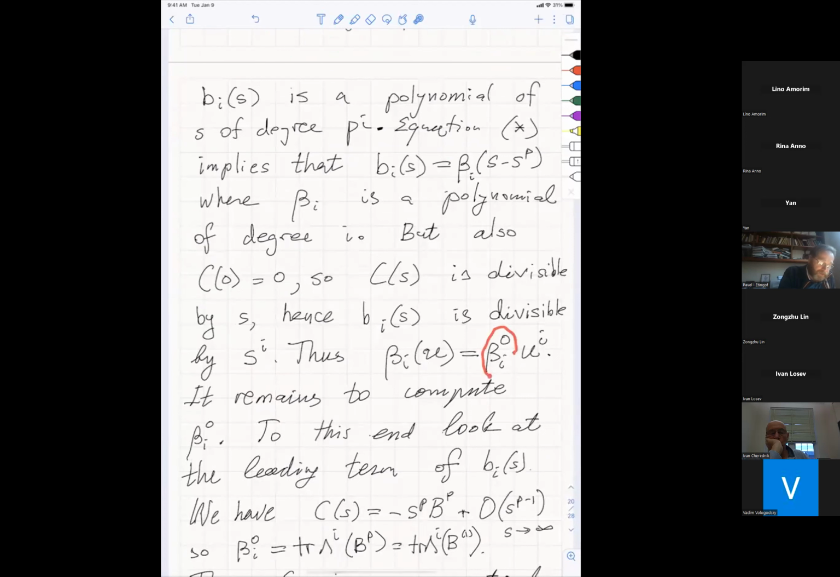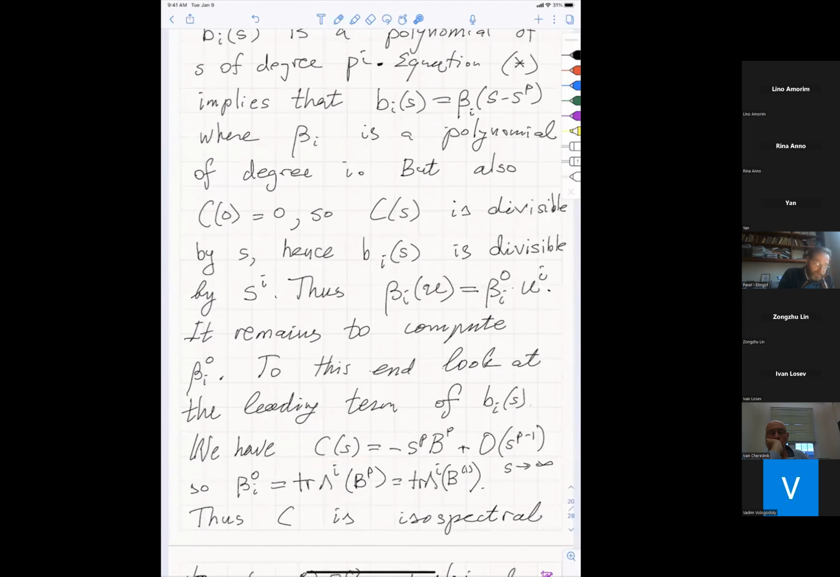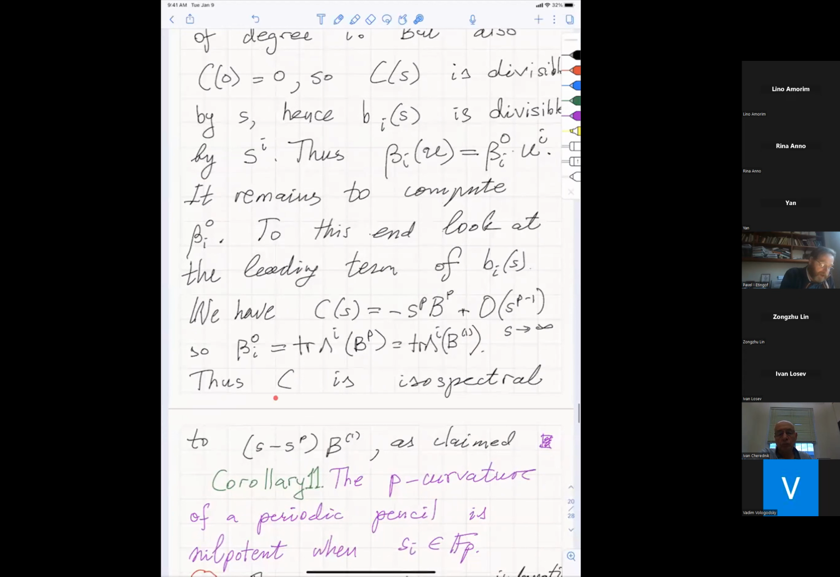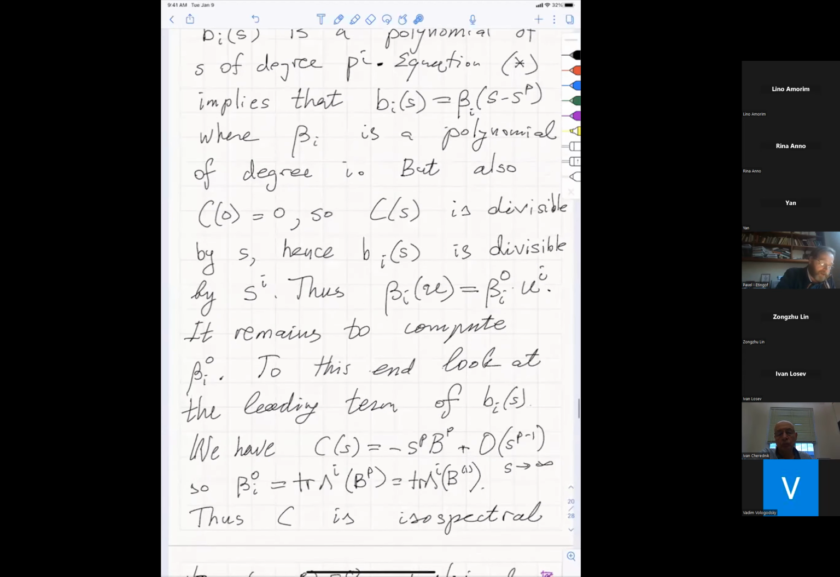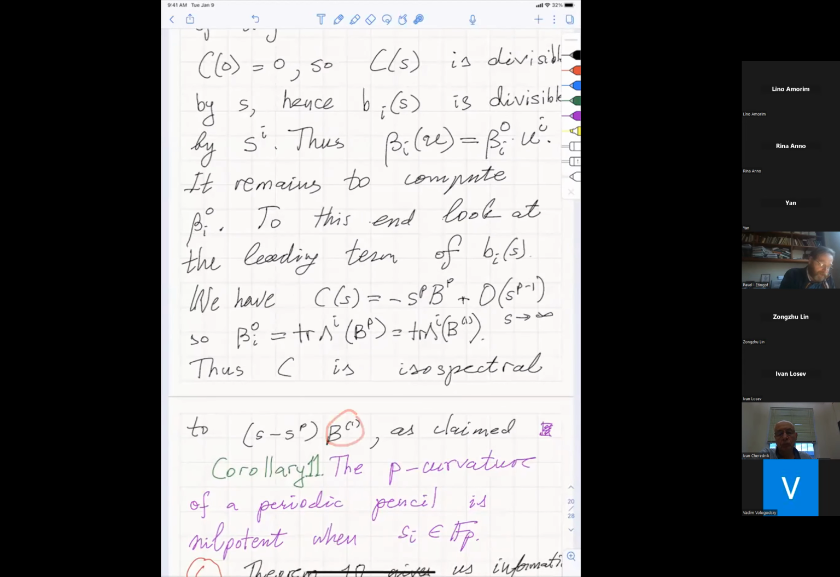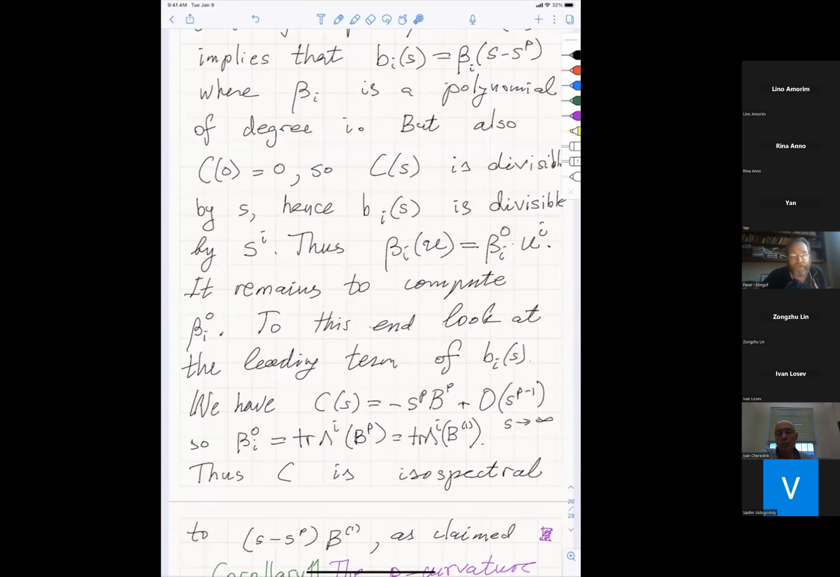And it remains to calculate this beta i0. For this purpose, we can send S to infinity in the sense of algebraic geometry. So look at the leading term. The leading term of the p-curvature is minus S to the p times B to the p. So this implies that this beta i0 is the i-th coefficient of the characteristic polynomial of B to the p. But this is the same as the i-th coefficient of the characteristic polynomial of B1, because B1 and B to the p are actually conjugate, because eigenvalues of B1 and B to the p are both p-th powers of eigenvalues of B. And this implies that C is isospectral to, well, we have this Artin-Schreier thing times B1. So it's isospectral to S minus S to the p times B1. And that completes this proof. The proof in general is completely parallel to this.